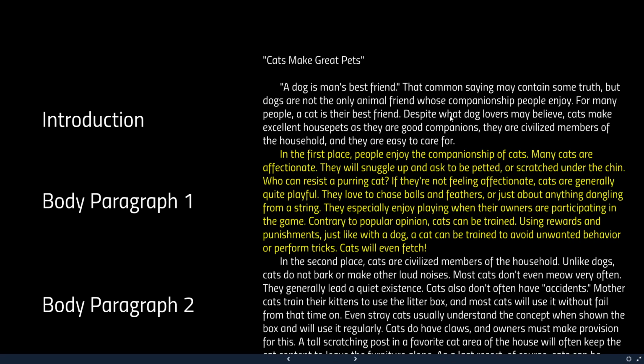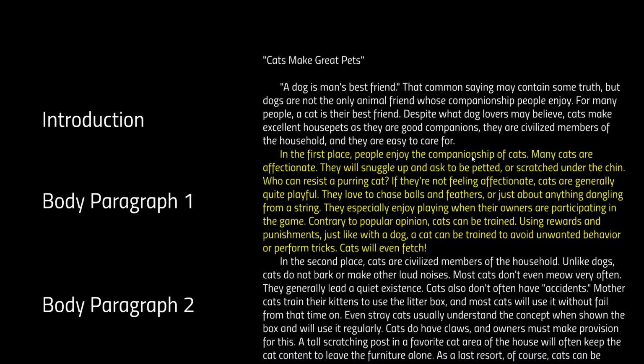If you look up here, you'll see cats are good companions. So this is reiterated or restated in the first sentence of the body paragraph here. In the first place, people enjoy the companionships. The rest of the body paragraph goes on to explain why cats are good companions. Okay? So this is the way that the essay is set up. It has body paragraphs, it has an introduction, and it has a conclusion paragraph.